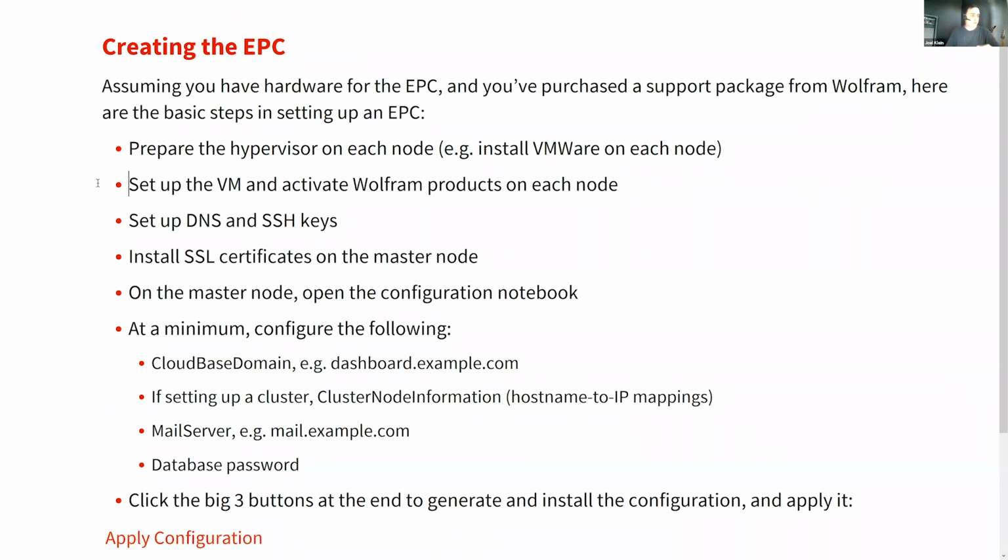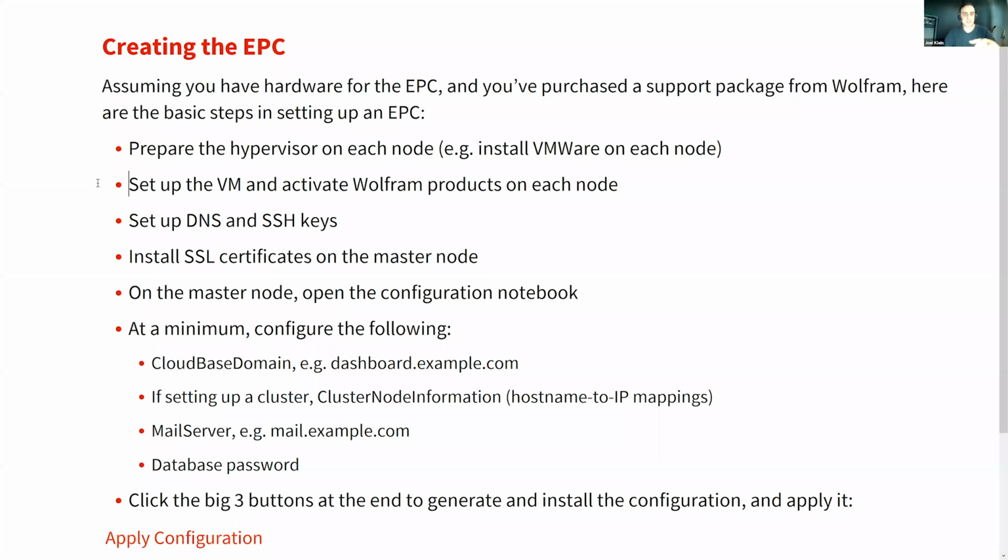I just wanted to walk through how you create the EPC, and I see we're a little bit short on time, so I'll skim this. Basically, you're going to prepare all the nodes. If it's just one, you're going to prepare one node. You're going to put VMware or something on that node. You're going to install the virtual machine into the hypervisor application, activate the Wolfram products, and put your license on there.